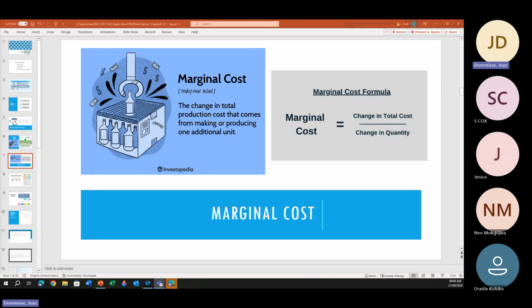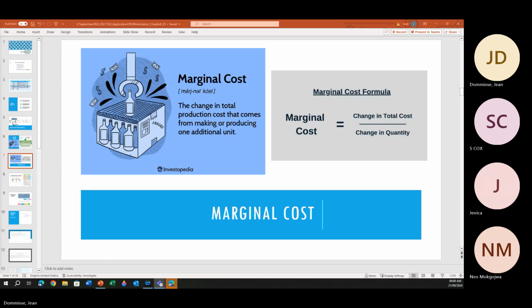Here we're looking at the cost structure. So change in total production cost that comes from making or producing one additional unit. So remember, revenue is linked to income. So what will one extra unit do to income? And then what will one extra unit do to cost?